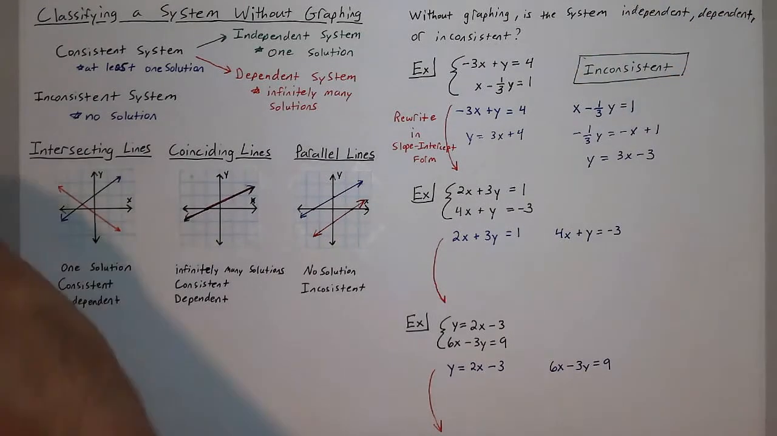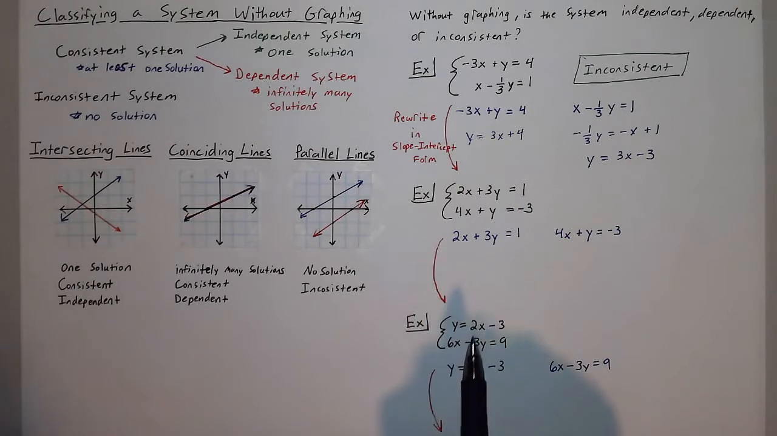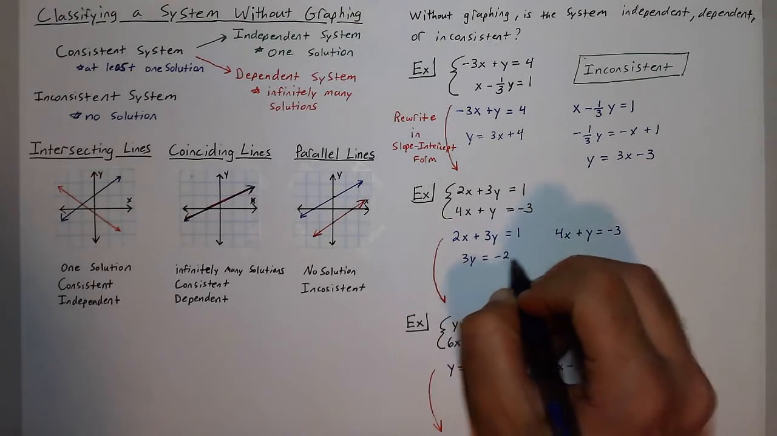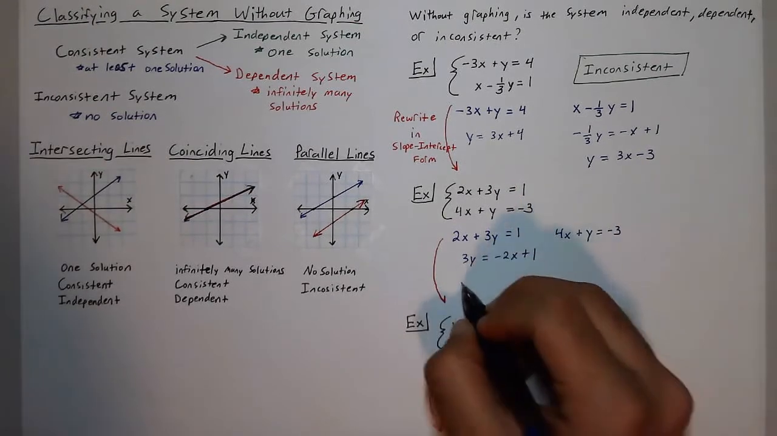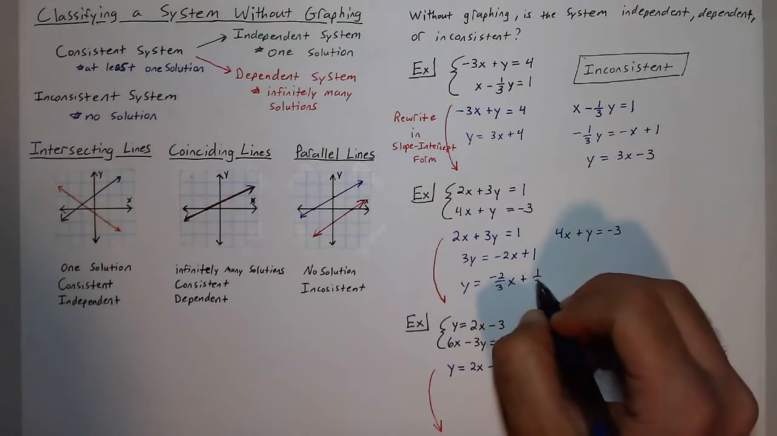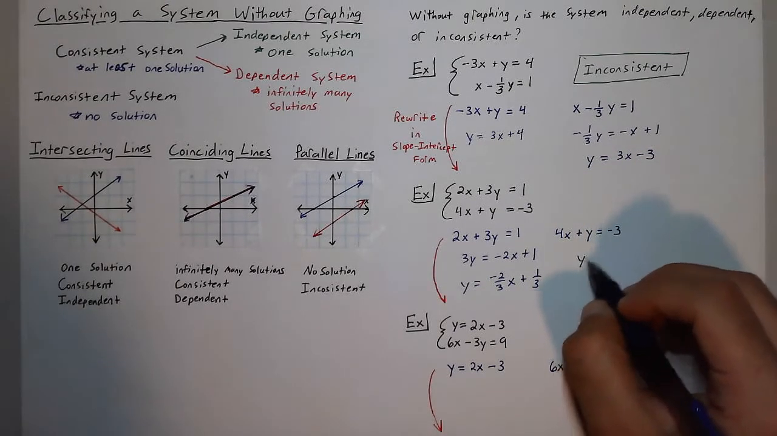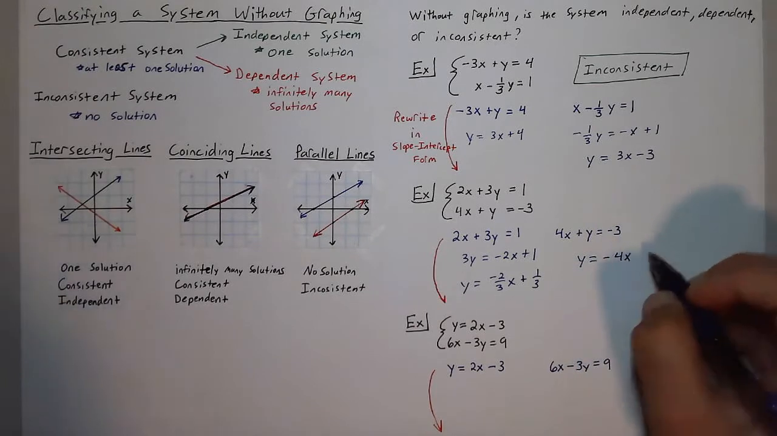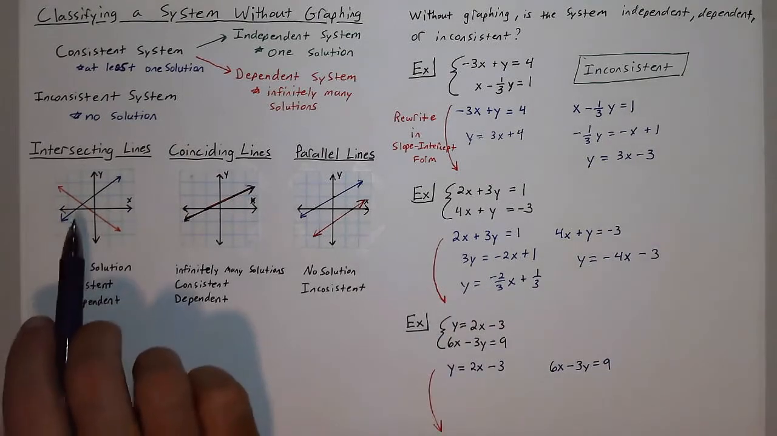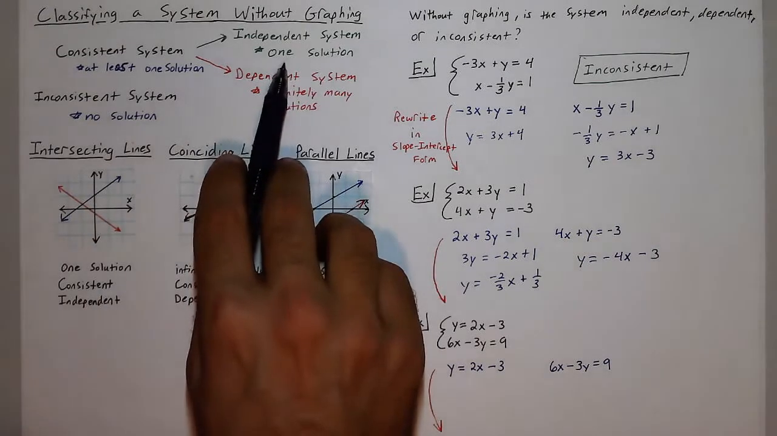For the next example, we have the set of equations 2x plus 3y equals 1 and 4x plus y equals negative 3. Now we'll do the same thing. I'll put both of these into slope-intercept form. The first equation by subtracting 2x and then dividing by 3, we'll get a slope of negative 2/3, a y-intercept of 1/3. The other equation, we will subtract 4x, and so y is equal to negative 4x minus 3. Here we have two different slopes, which means they are going to intersect one time. So this becomes an independent system since I only have one solution.